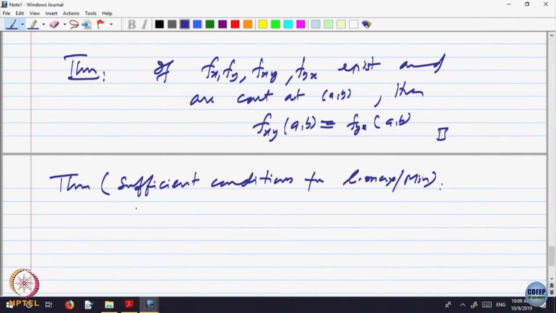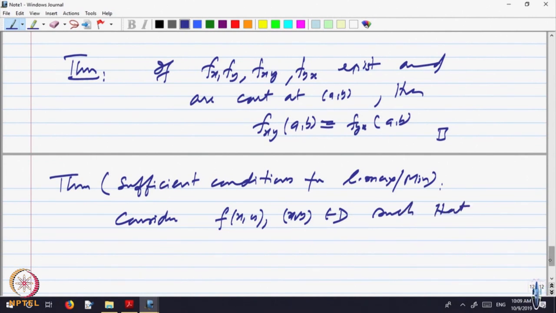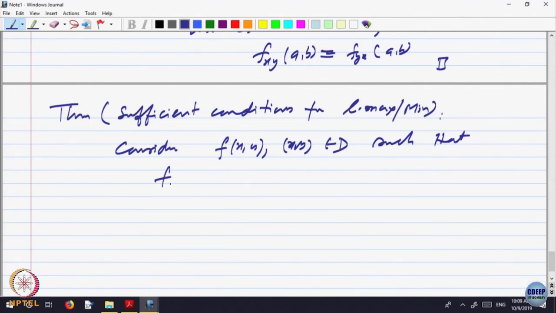It says, first of all, consider the function f(x,y), (x,y) in the domain D, such that fxx, fxy, fyx and fyy, all the four derivatives exist at some point (a,b) belonging to D.